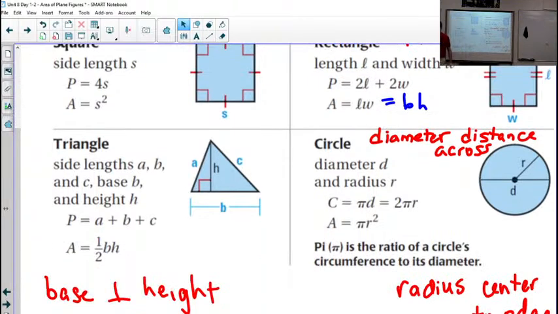Circumference, area. Again, the trapezoid might be a little bit unfamiliar to you, but all of these formulas are formulas that you should have seen before. Nothing we're going to talk about today should be new. So with that, let's do a couple of examples to start to get us comfortable with using these formulas.